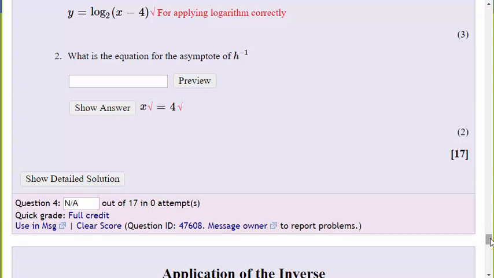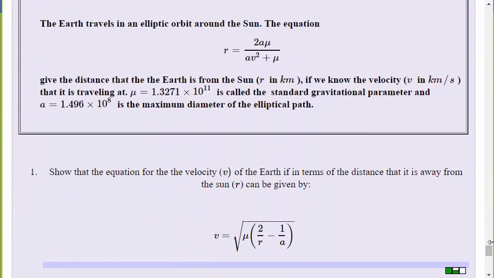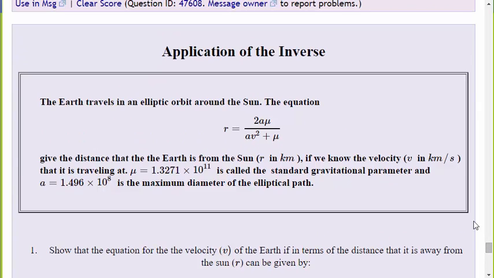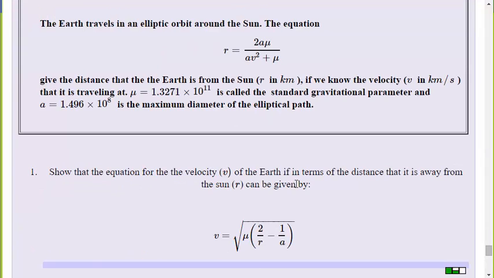Okay guys, I don't want to go into this, but I just want to show you how simple this was. This was the most complicated part of this one. It just gives us an equation here. I don't want to go through everything. This is true, by the way. This is a formula that gives us the radius, the distance that the Earth is away from the Sun, and v is the velocity that the Earth is traveling at when it is that distance away from the Sun. So we know the distance, and we can calculate the velocity. The first question asks us to show that the equation for the velocity of the Earth in terms of the distance r that it is away from the Sun can be given by that.